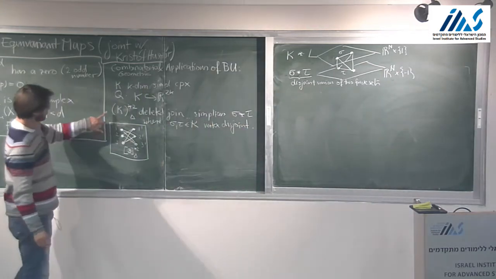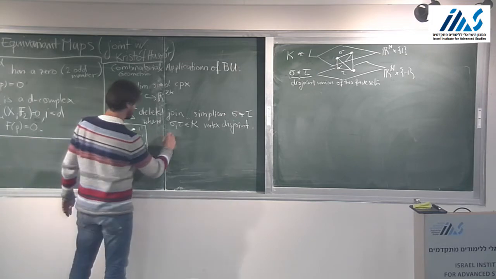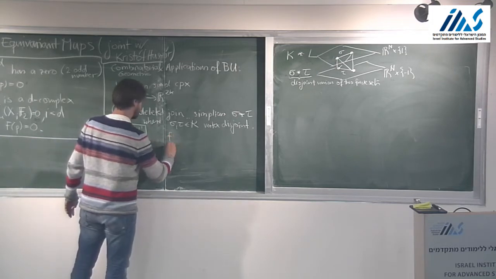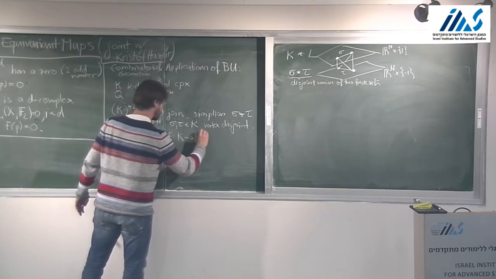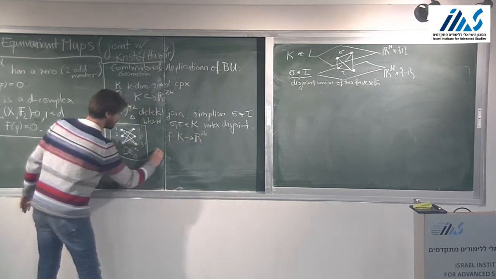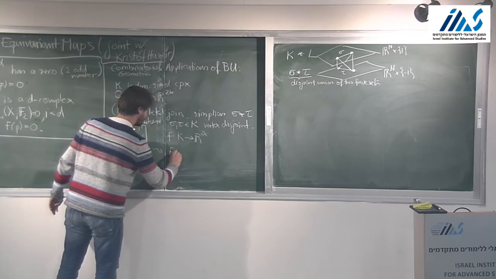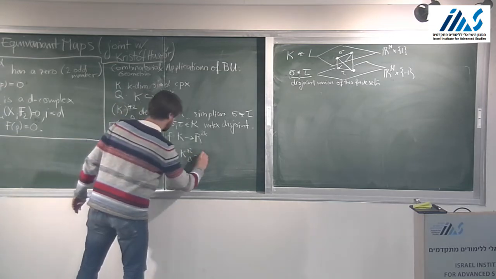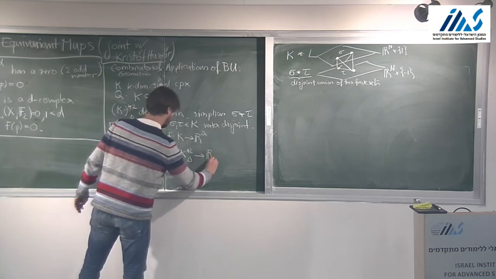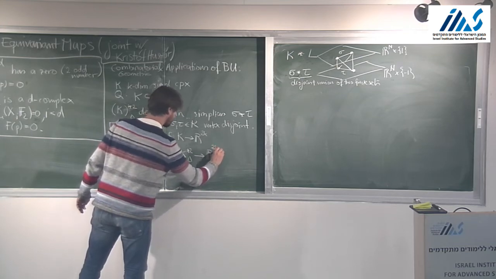So the key observation is that if you have a map from K, not necessarily an embedding, to R to the 2k, then you get an equivariant map also into R to the 2k plus 1.